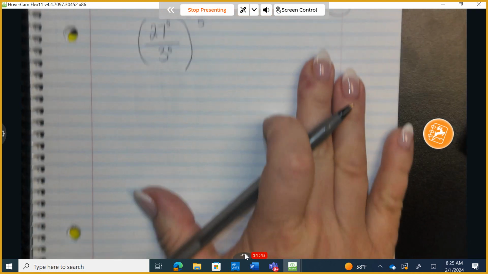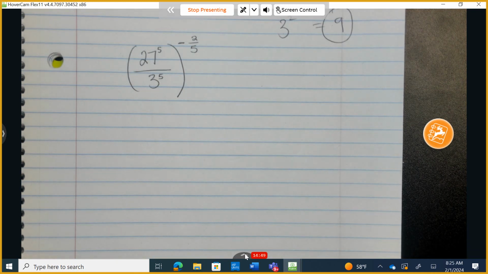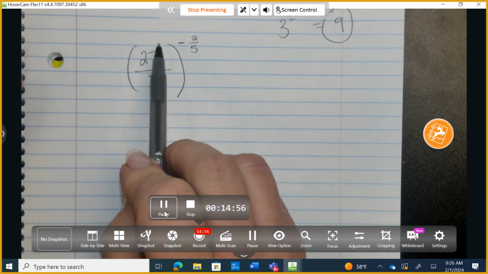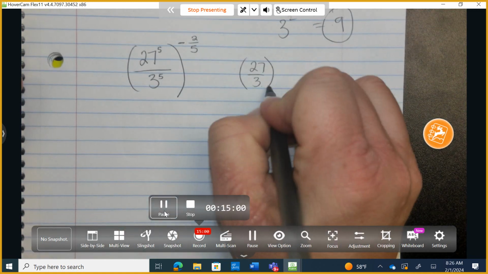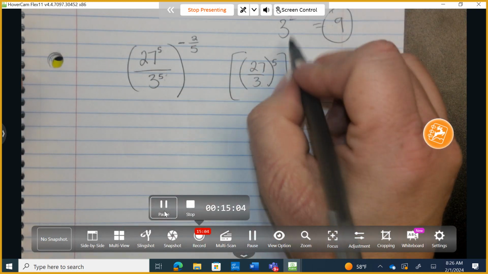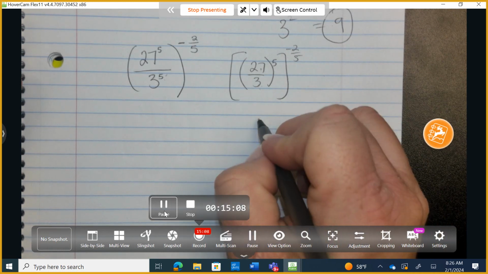I'm going to bring it down so everybody can see it. I'll give you a chance to write it down, and then I'll begin counting. Your 30 seconds begins now. What do we do here? We have the exact same exponent, so 27 over 3, to the 5th. We can only do this when we have the same exponent and we're multiplying or dividing. Now, 27 divided by 3 is 9.